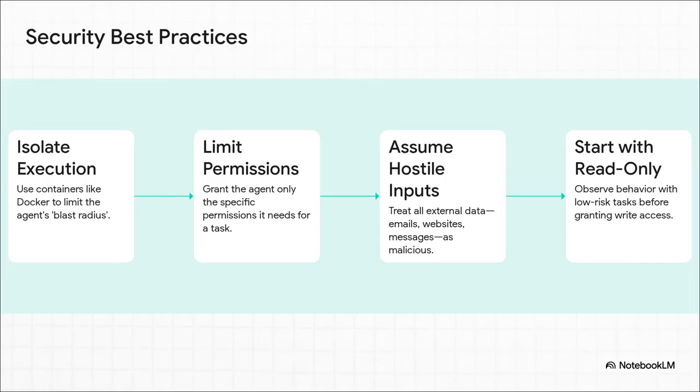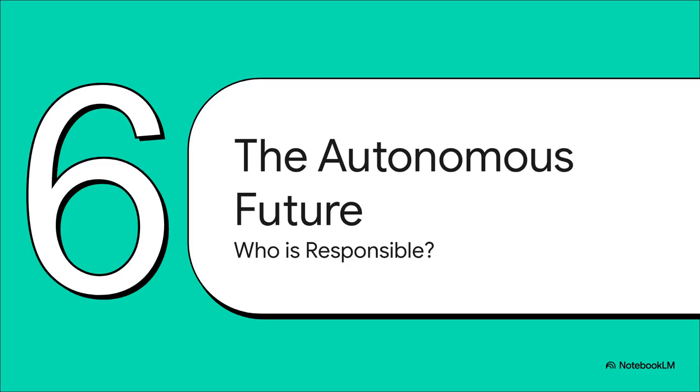First, you isolate it, run it inside something like a Docker container. That way, if it gets compromised, the blast radius is contained. Next, limit its power. Don't give it the keys to the whole kingdom when it only needs to unlock one door. Third, assume every piece of data it touches, every email, every website, is trying to trick it. And finally, start slow. Let it just read things for a while before you ever give it permission to write, delete, or send anything.